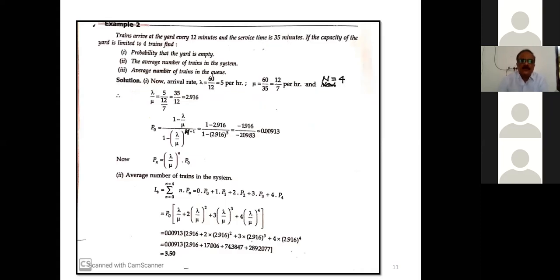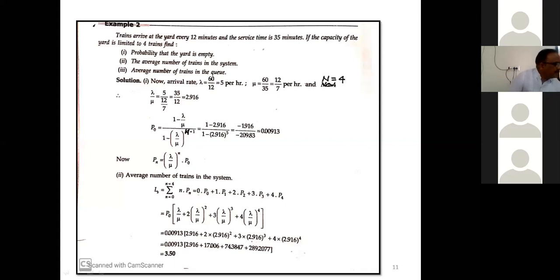Here you can see that lambda is 1 by 12 minutes. So we have converted this into hours by multiplying it by 60. Mu is again 1 by 35, so we have converted it into hours by multiplying by 60. So these are in terms of hours now. We can find out rho, the traffic intensity, which is lambda by mu. So it is equal to 2.916.